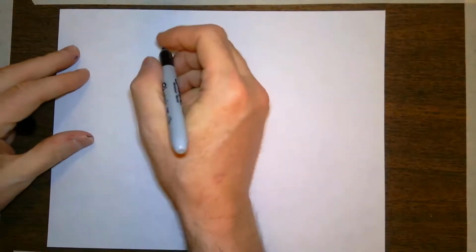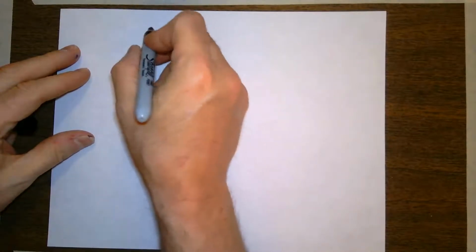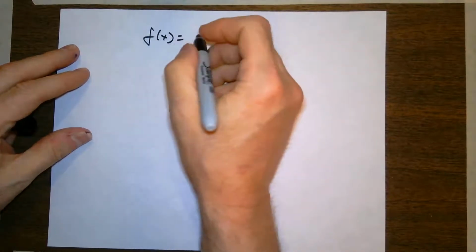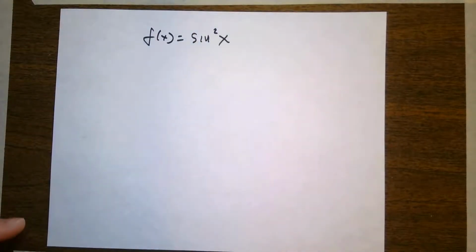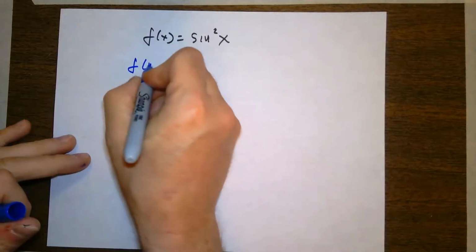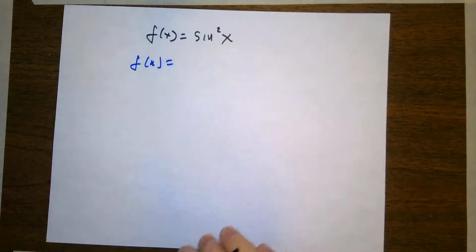How about if I just have f of x equals the sine squared of x? A little bit easier. Kind of wish I'd done this one before that last one. That last one was kind of tough. All right, so can you tell me what the outside function is? F of u is going to equal, what is the outside function here?